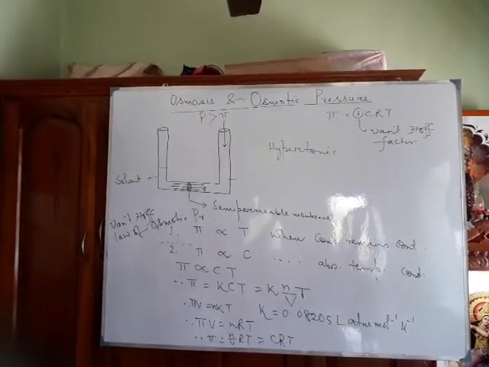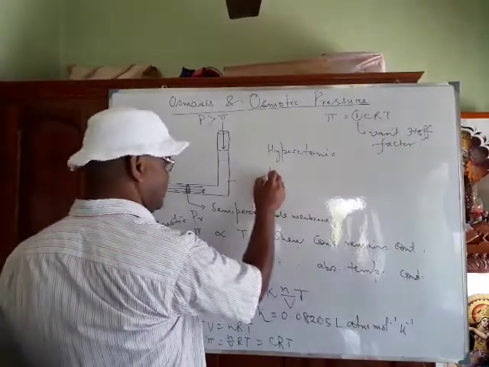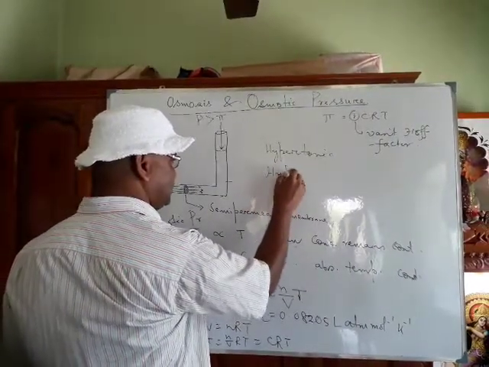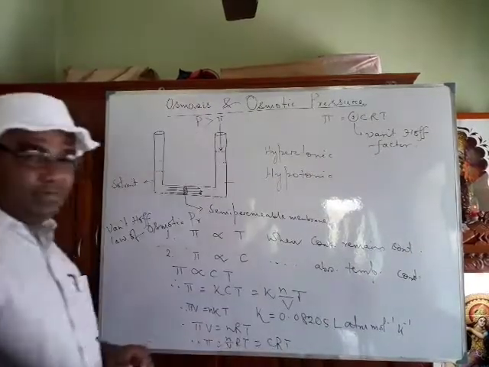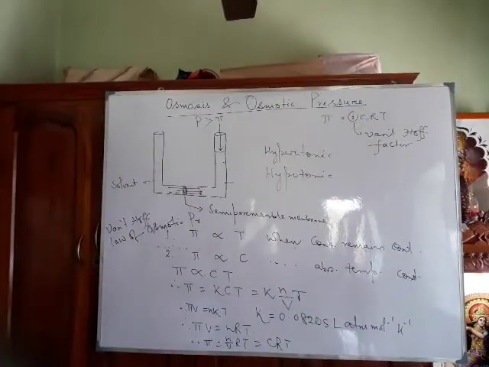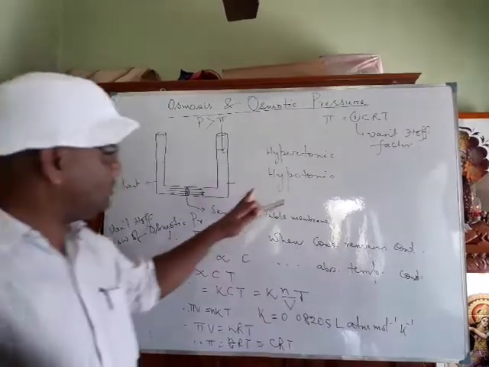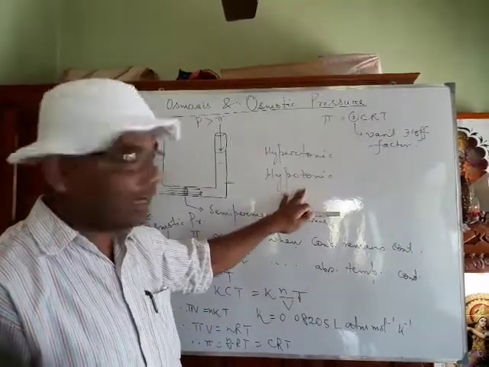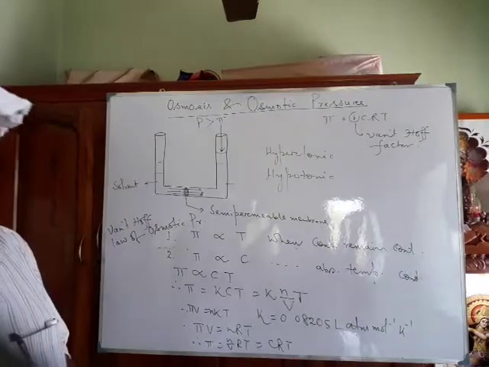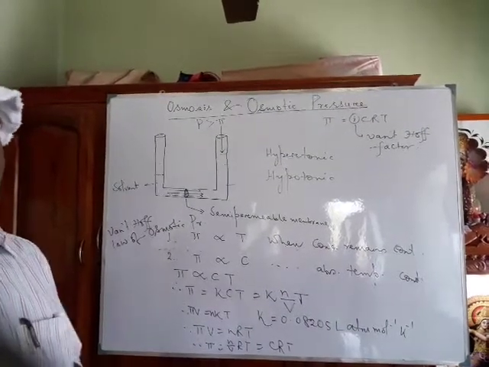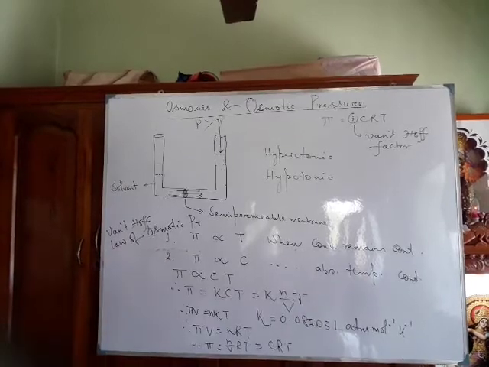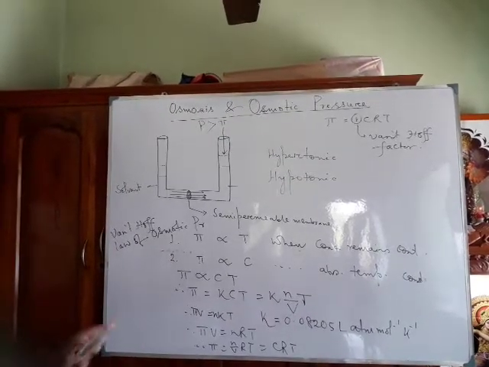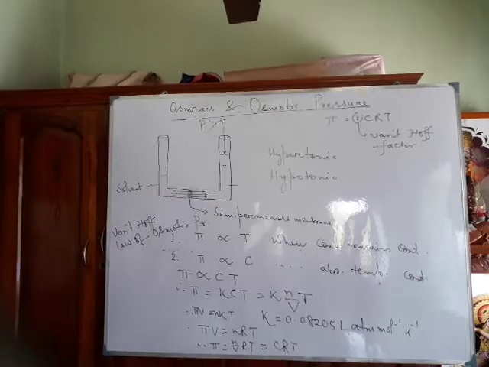On the other hand, if the osmotic pressure of a solution is less than the other, then the first solution will be hypotonic with respect to the second solution. And if it happens that the osmotic pressures of both the solutions are the same, at that time both the solutions will be called isotonic solutions.